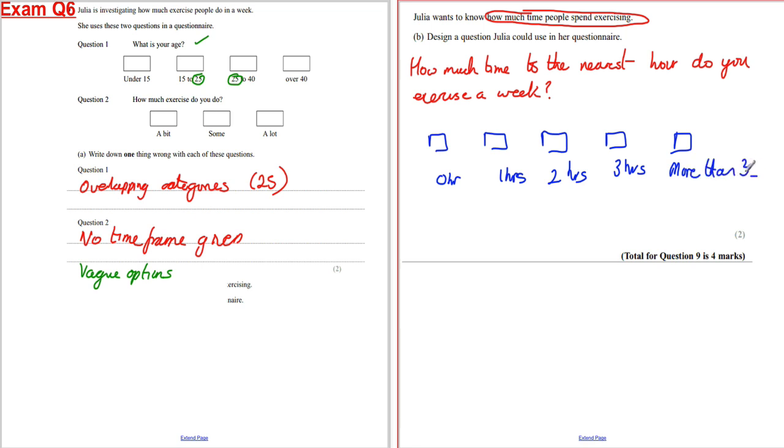And that's it. That's everything that can possibly come up on data collection sheets, surveys and bias, etc. Hope now you're a total master at these. Usually comes up for 4 marks in the exam.